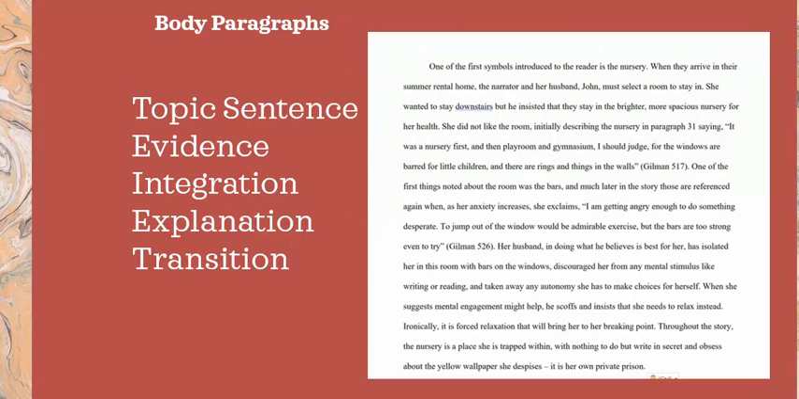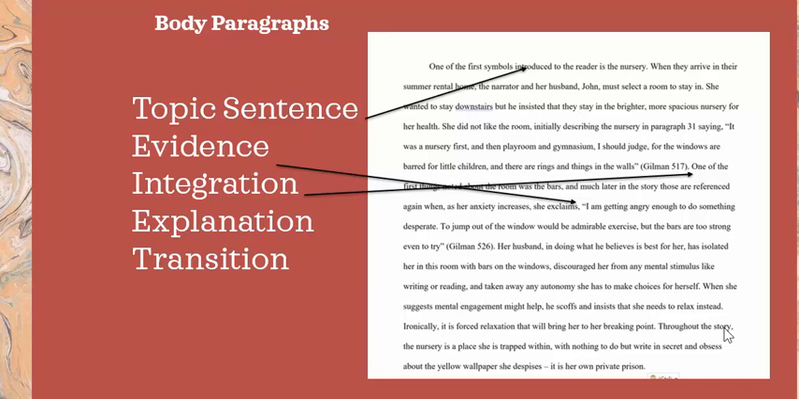When we look at the body paragraphs, again, we look for 5 elements. First, the topic sentence should introduce the element that you're going to explore. One of the first elements introduced to the story is the nursery. And then you'll use evidence that is directly taken from the story to support your argument. You want to integrate that evidence.